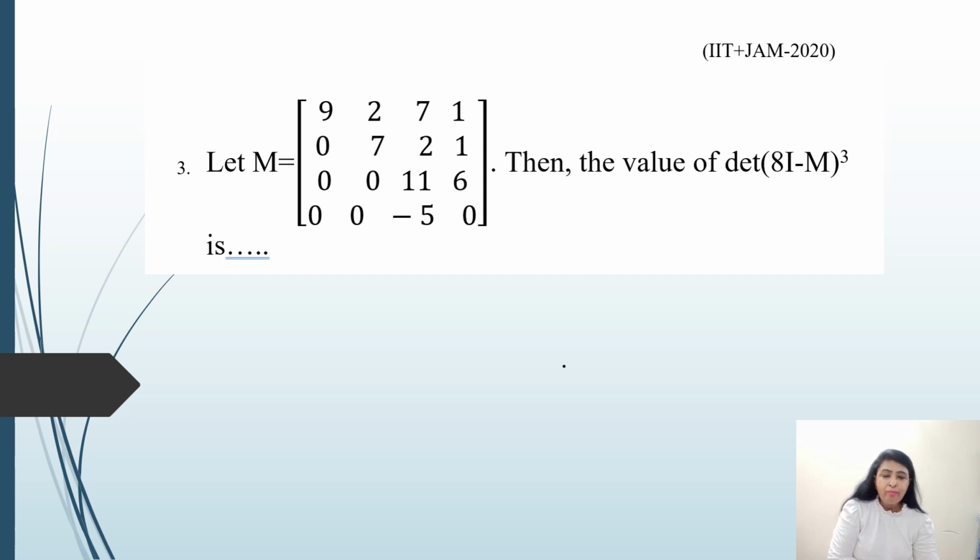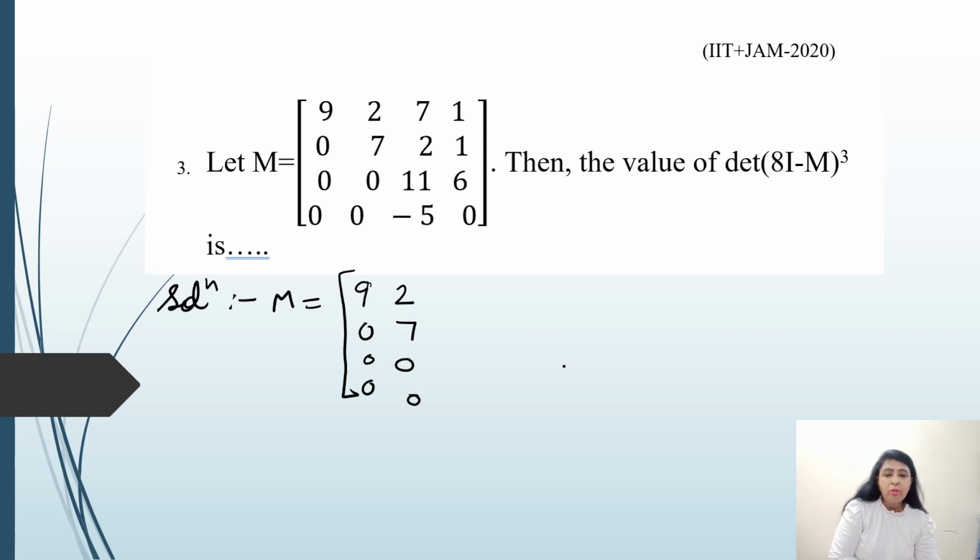So M is equal to 9 0 0 0, 2 7 0 0, 7 2 11 minus 5 1 1 6 and 0. So what will we do? We will just try to rearrange it.